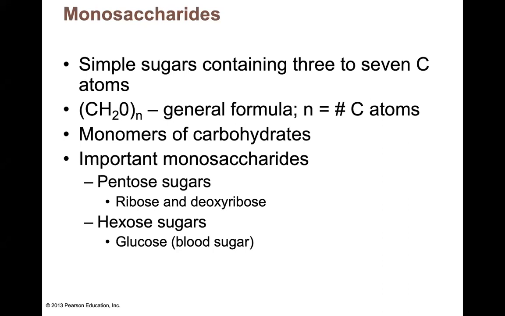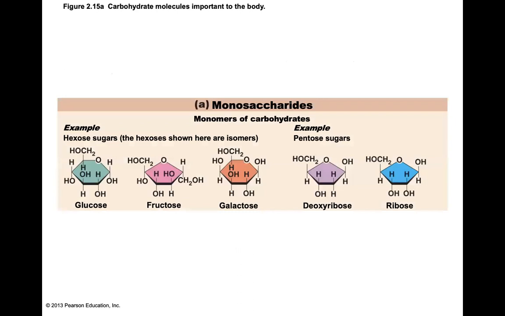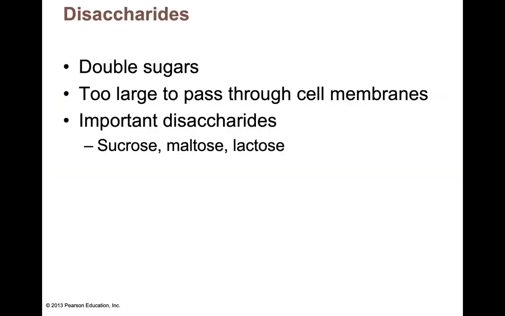So your monosaccharides, these are your simple sugars that contain 3 to 7 carbon atoms. And again, it follows that CH2O to the n general formula. Monomers of carbohydrates, this is what will form those. And important monosaccharides are your pentose sugars, which is your ribose and deoxyribose. Those are 5 carbons. And your hexose sugars would be examples such as glucose, which is 6 carbons. And here you can see some examples of those monosaccharides.